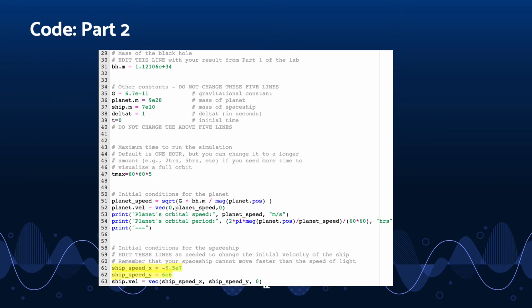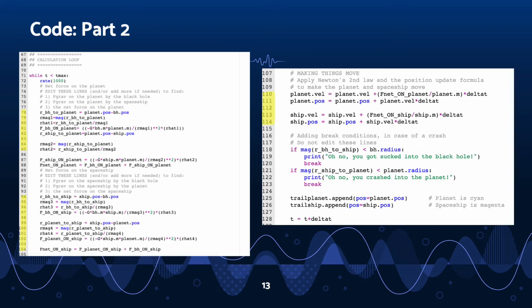For part 2 of this lab, in line 31, I wrote the mass of the black hole, which was calculated from part 1, and in lines 61 and 62, the values written in the code were achieved through trial and error, or until the spaceship didn't crash. Continuing on to the rest of the code, the F net for the planet was put in lines 78 to 85, and the F net of the ship was shown in lines 94 to 104, and based on the position and velocity update formulas, we can go ahead and update the position and velocity of the spaceship and the planet.